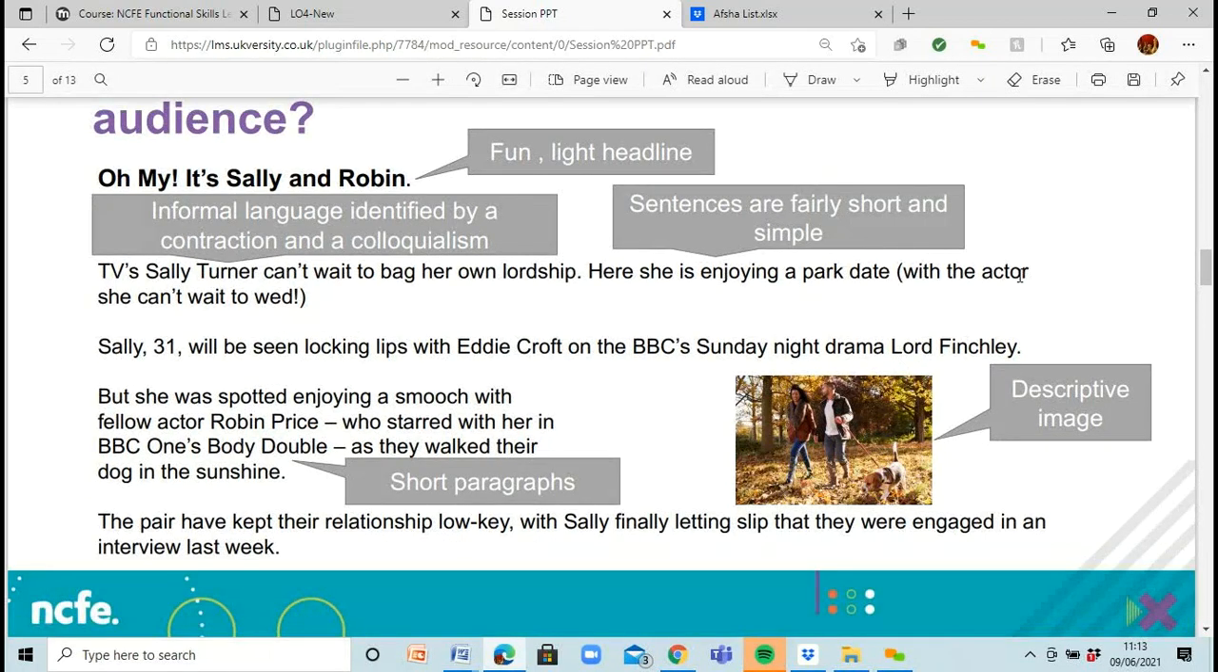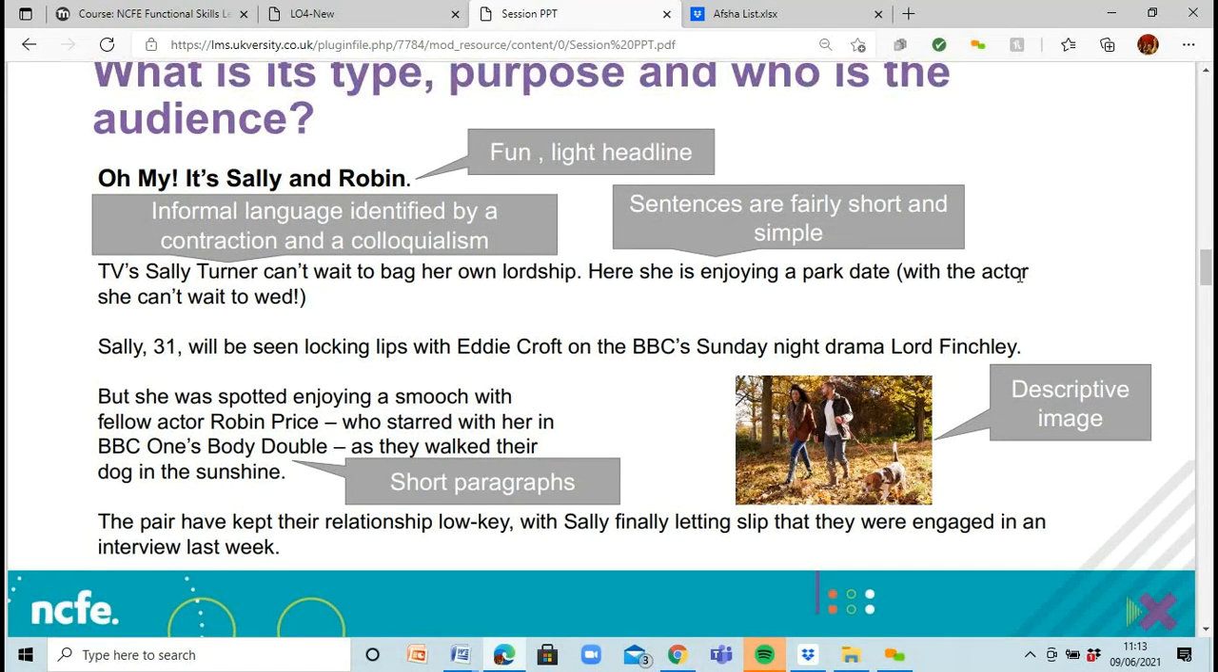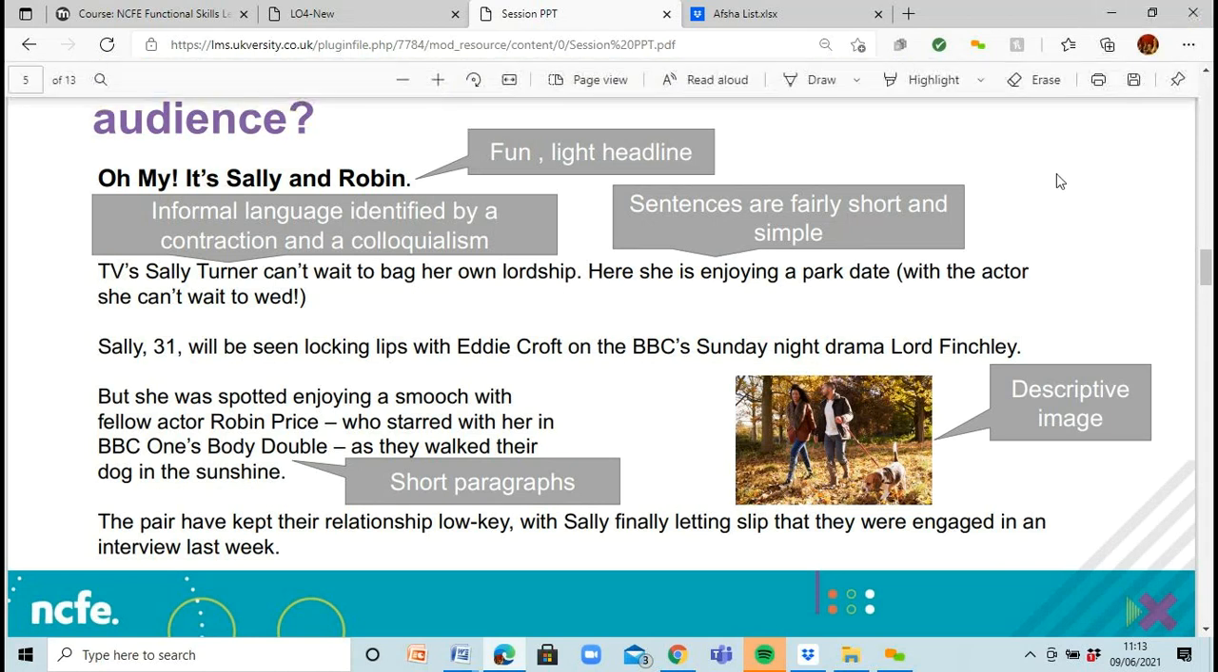Oh my, it's Sally and Robin. TV's Sally Turner can't wait to bag her own lordship. Here she is enjoying a park date with the actor she can't wait to wed. Sally, 31, will be seen locking lips with Ed Croft on the BBC's Sunday night drama Lord Finchley. But she was spotted enjoying a smooch with fellow actor Robin Price, who starred with her in BBC One's Body Double as they walked their dog in the sunshine. The pair have kept their relationship low-key, with Sally finally letting slip that they were engaged in an interview last week.